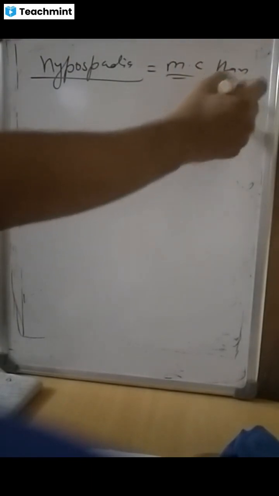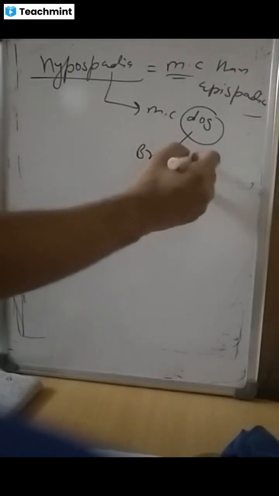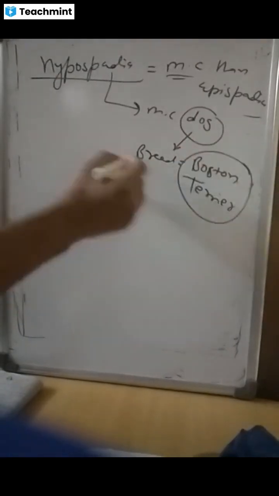Hypospadias is more common than epispadias. This is more common. It is more common in dog. The breed known as Boston Terrier has more predisposition in case of dog. It has more number of cases of hypospadias.